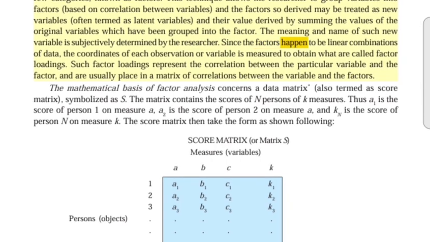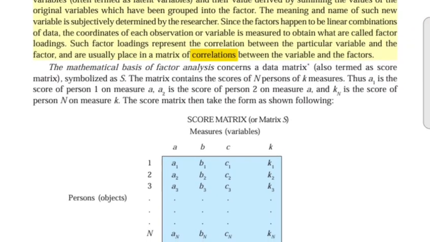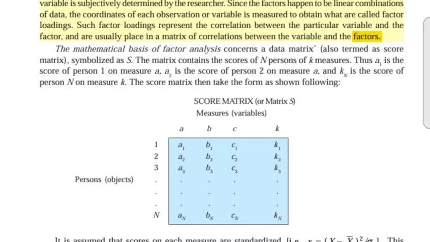Since the factors happen to be linear combinations of data, the coordinates of each observation or variable is measured to obtain what are called factor loadings. Such factor loadings represent the correlation between the particular variable and the factor, and are usually placed in a matrix of correlations between the variable and the factors.